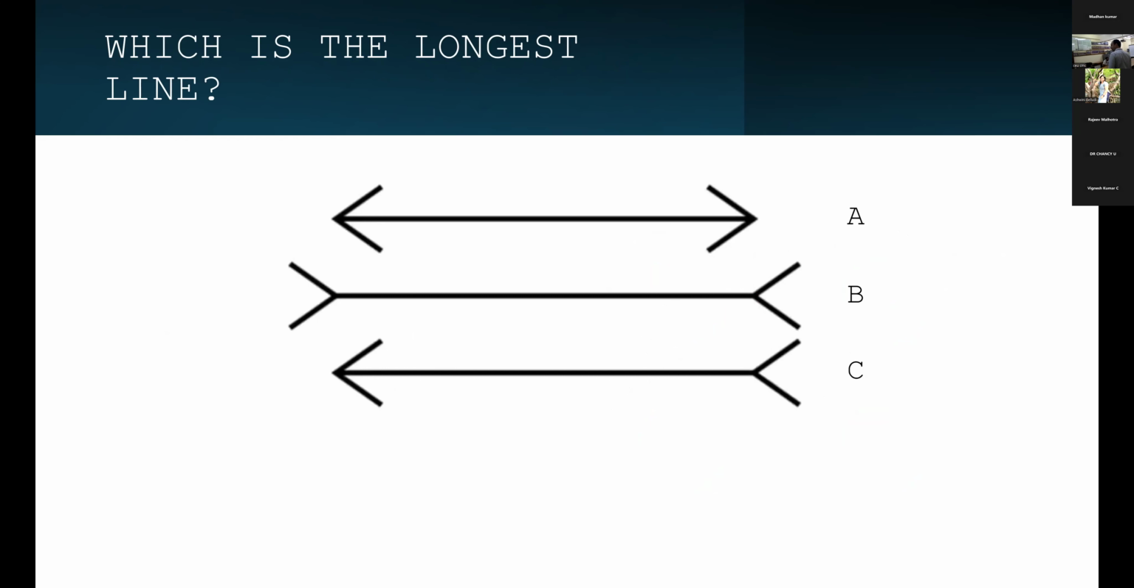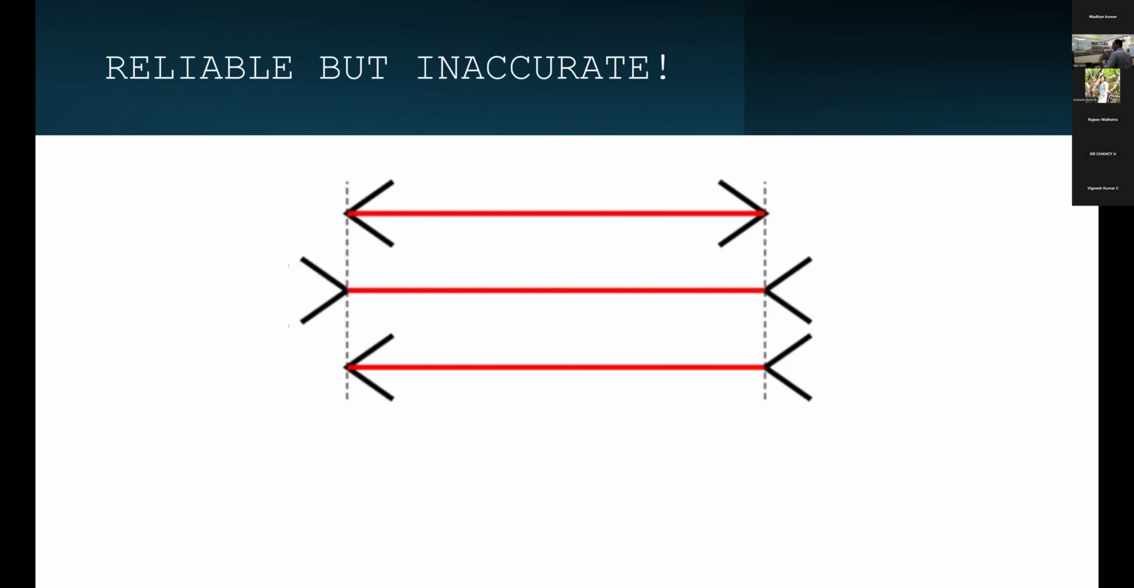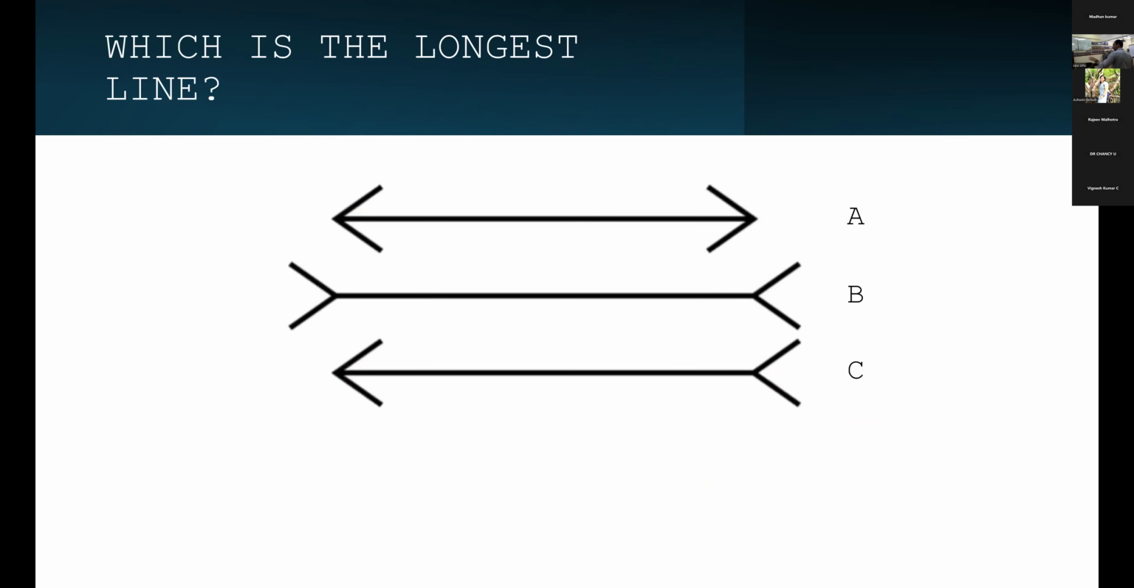Can anyone tell me which is the longest line in this room? Option A, B, or C? All are the same, concurred by everybody here. If you go on to see this, yes, all are the same size. But because of this visual illusion, it looks like B is the longest line mostly. Almost everyone here concurred that all lines are the same length.